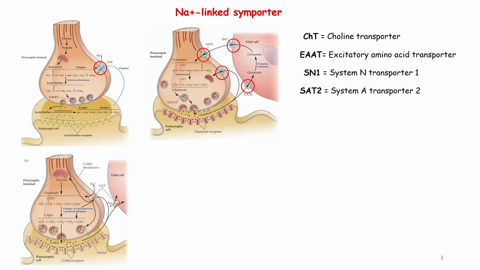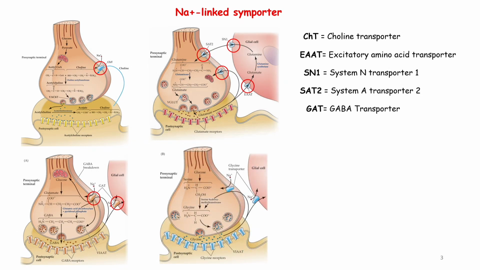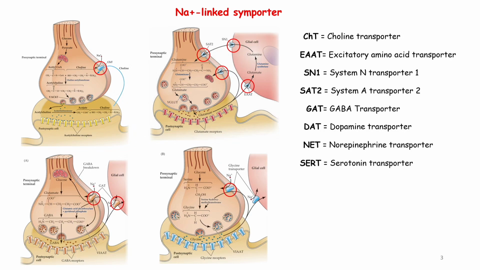In the case of the GABA neurotransmitter, GABA meaning gamma-aminobutyric acid, there are sodium-linked symporters present in the presynaptic terminal and also in glial cells called the GABA transporter, or in short GAT. These are also sodium-linked symporters. In the case of glycine, there is a sodium-linked symporter called the glycine transporter. Now, in the case of dopamine, this is called the dopamine transporter. In the case of norepinephrine, it is called the norepinephrine transporter, or NET. And in the case of serotonin, it's called the serotonin transporter, or SERT. These are all sodium-linked symporters.